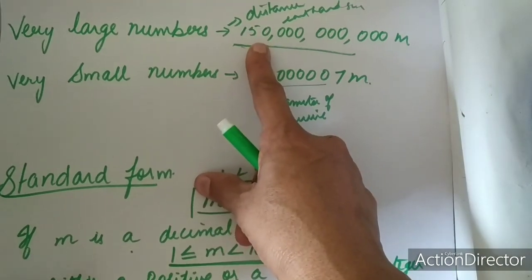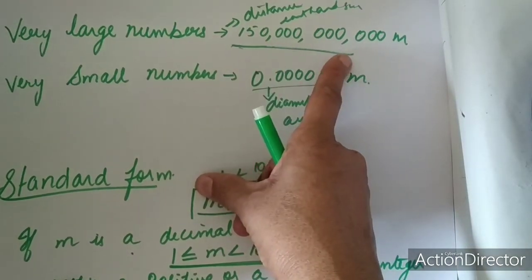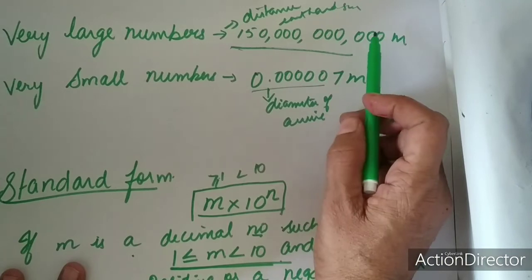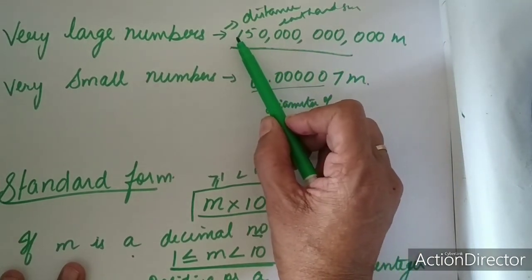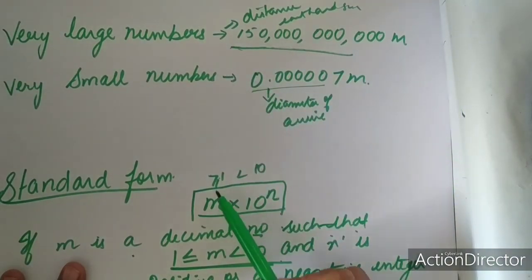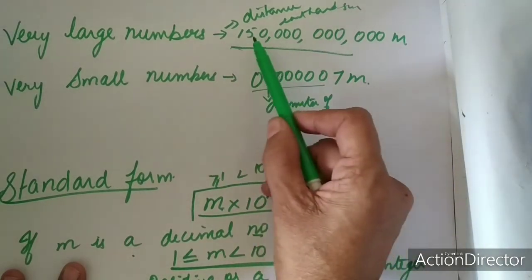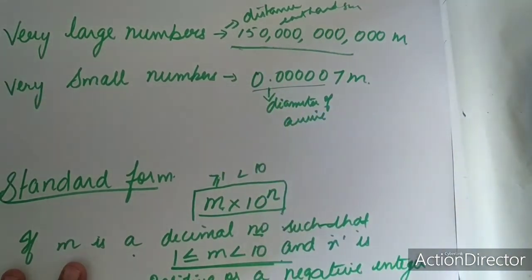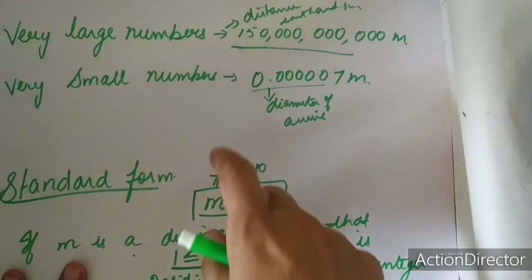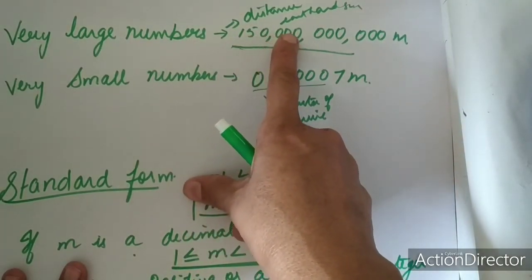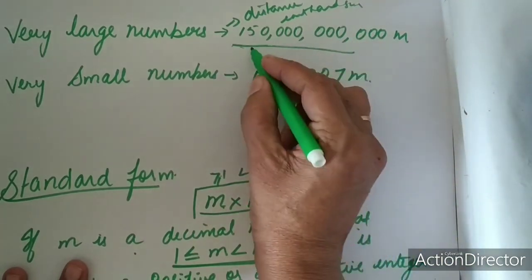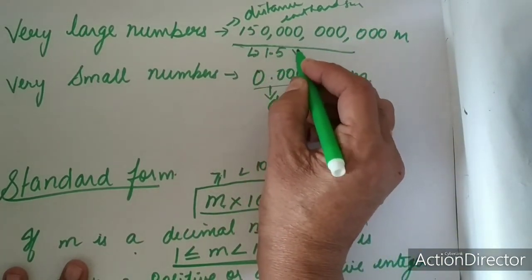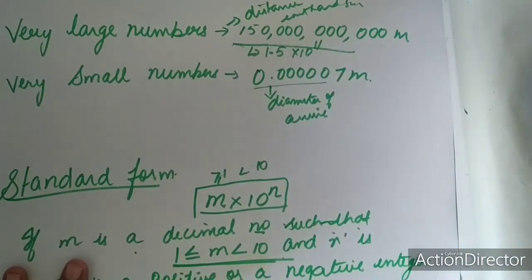Suppose for example you want to express this number in standard form, how will you express? You have to count the number of digits after the first digit. After the first digit, how many are there? Since the first digit is 1, which satisfies the condition of being greater than or equal to 1, I can count the remaining digits over here. So 1, 2, 3, 4, 5, 6, 7, 8, 9, 10, 11. So this can be written as 1.5 into 10 raised to the power of 11 in standard form.